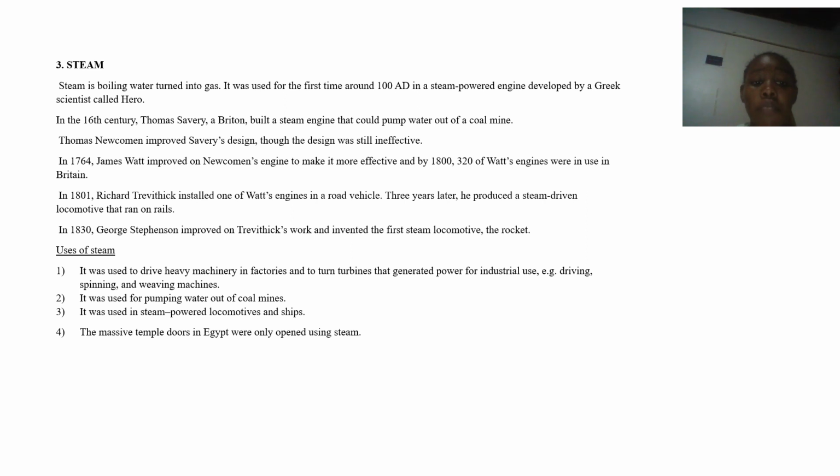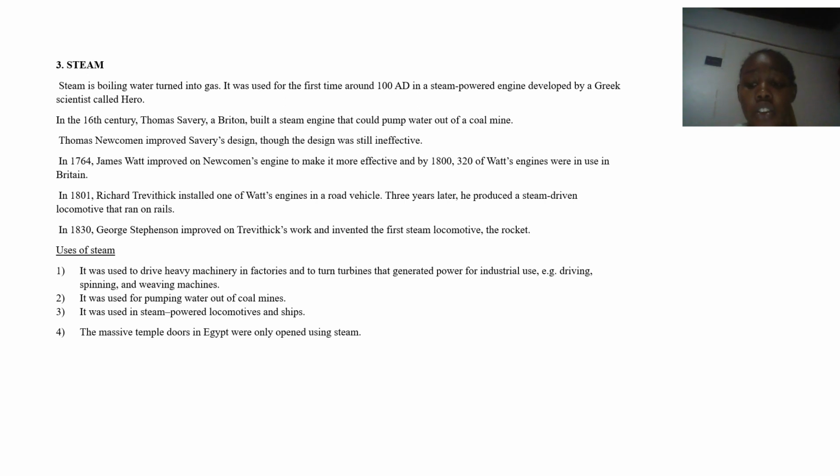Thomas Newcomen improved Savery's design, though the design was still ineffective. In 1764, James Watt improved Newcomen's engine to make it more effective, and by 1800, 320 of Watt's engines were used in Britain.